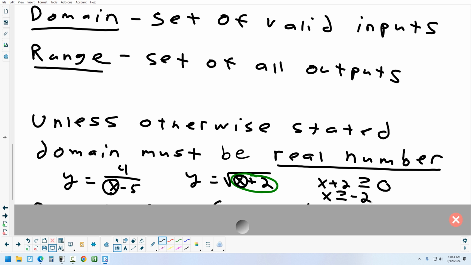So we'll talk a lot more about that, but those are the two big things you really need to be careful about with domain. Are you dividing by 0? Are you taking the square root of a negative? We need to avoid those two things. Any questions on why we need to avoid those two things? Okay.